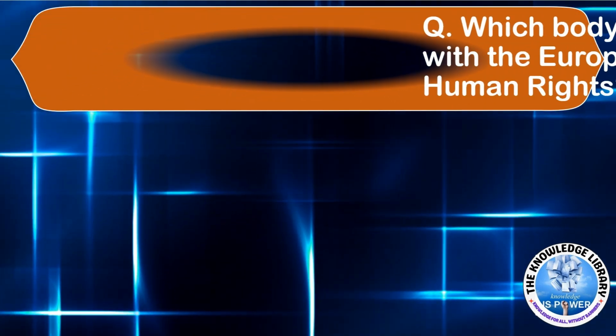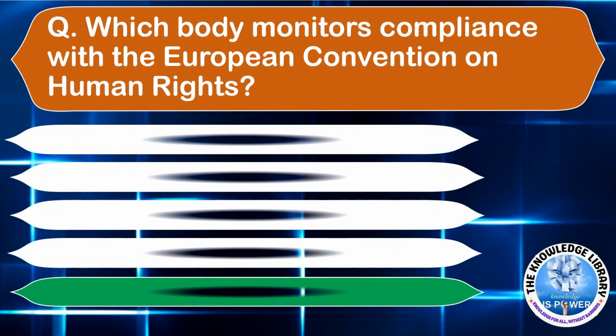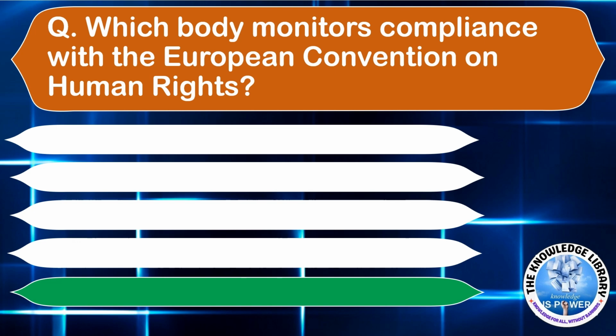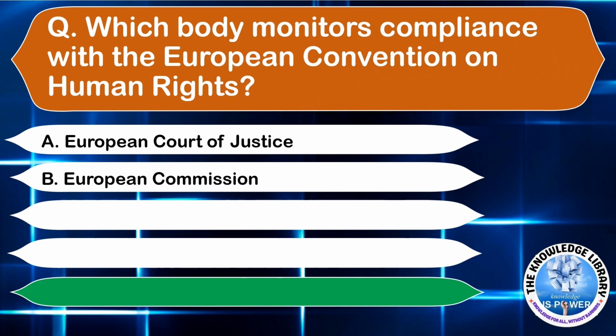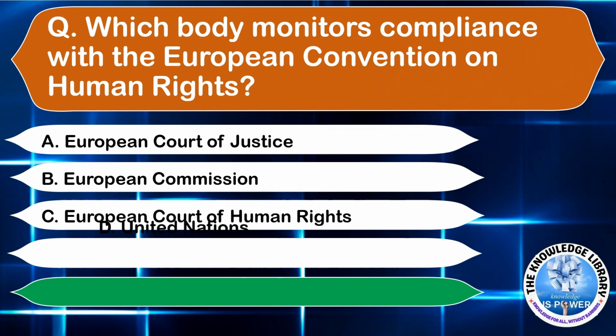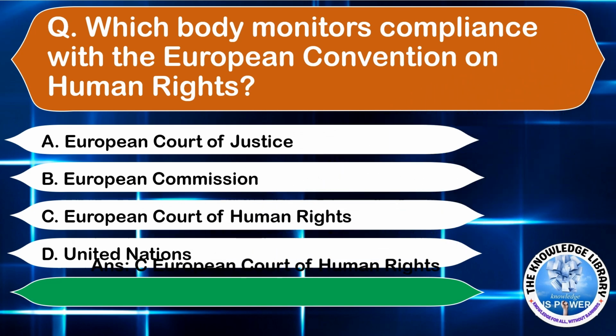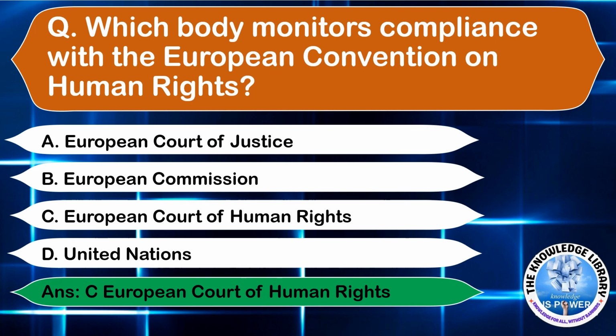Next question is, which body monitors compliance with European Convention on Human Rights? Option A, European Court of Justice. Option B, European Commission. Option C, European Court of Human Rights. Option D, United Nations. Correct answer is option C, European Court of Human Rights.